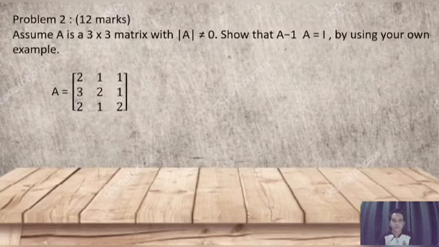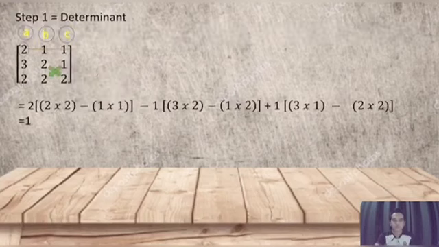This is problem number 2. First step is determinant. We need to find the determinant first. To find the determinant of a 3 by 3 matrix, multiply A by the determinant of the 2 by 2 matrix that is not in its row or column. Cross out the row and column of your first element. You should be left with 4 numbers, and the answer you get is 1.